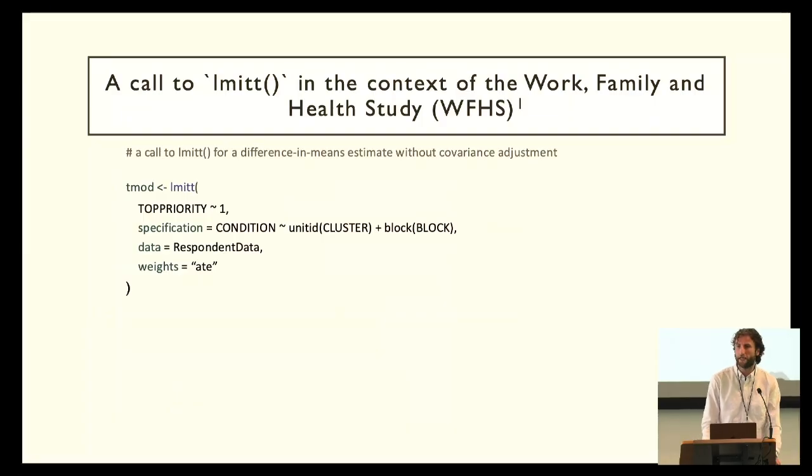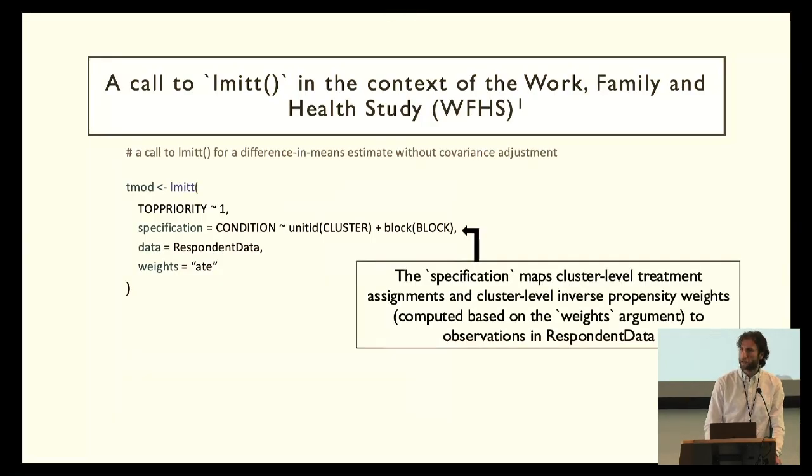So here we have a standard call to lmitt. It might raise a few questions. Why does the right-hand side of the regression formula just have a 1? Why is weights accepting a string rather than a numeric vector? And the reason is this specification argument here.